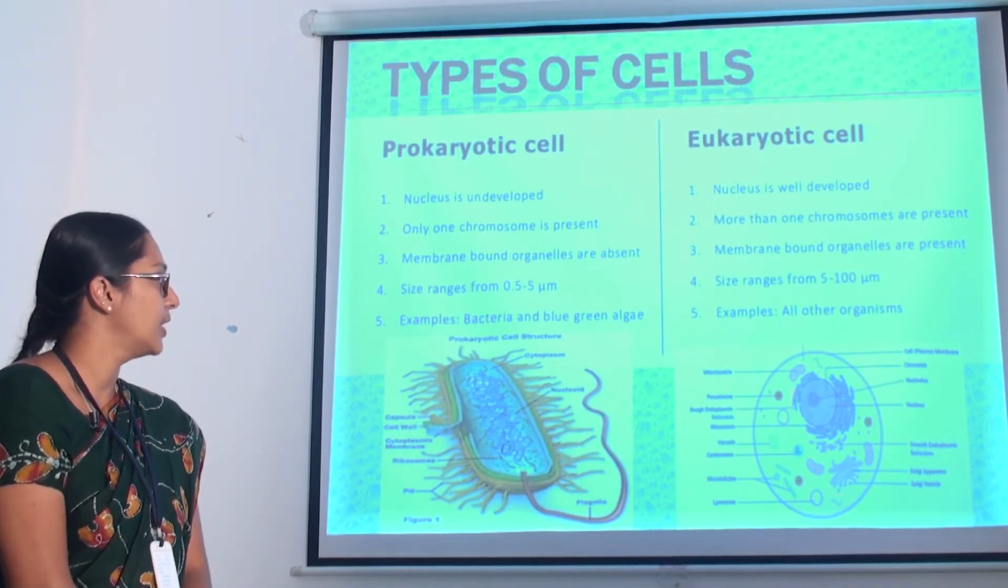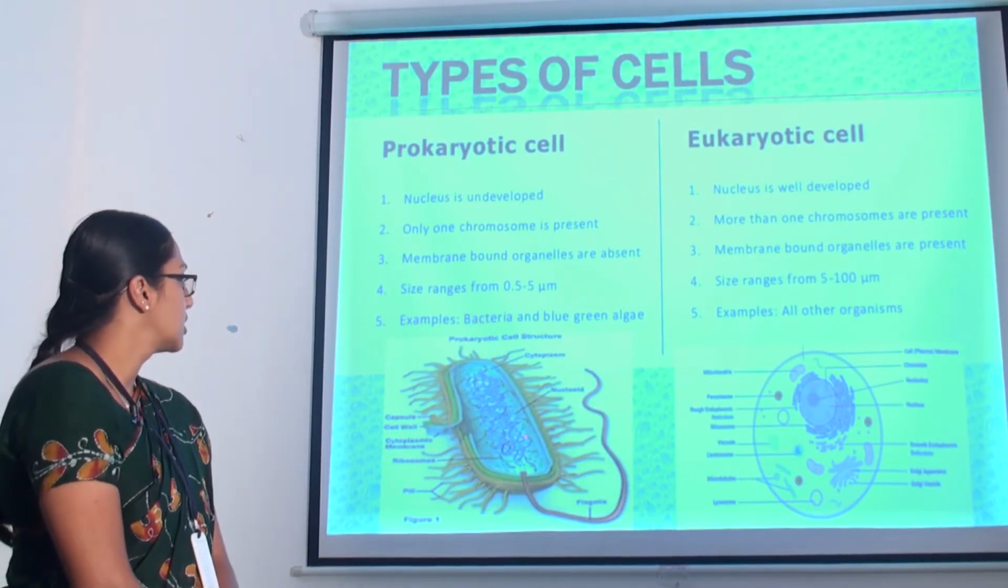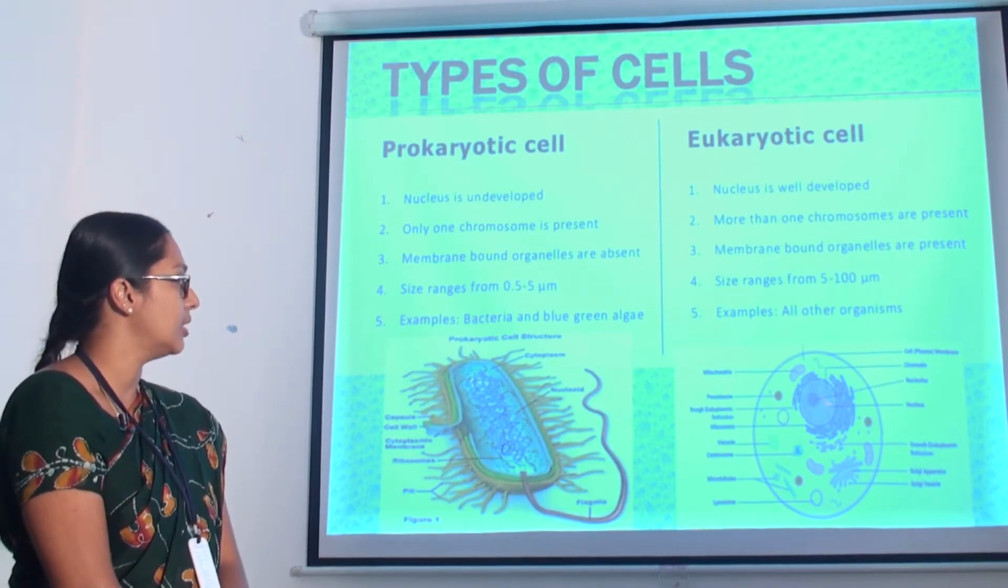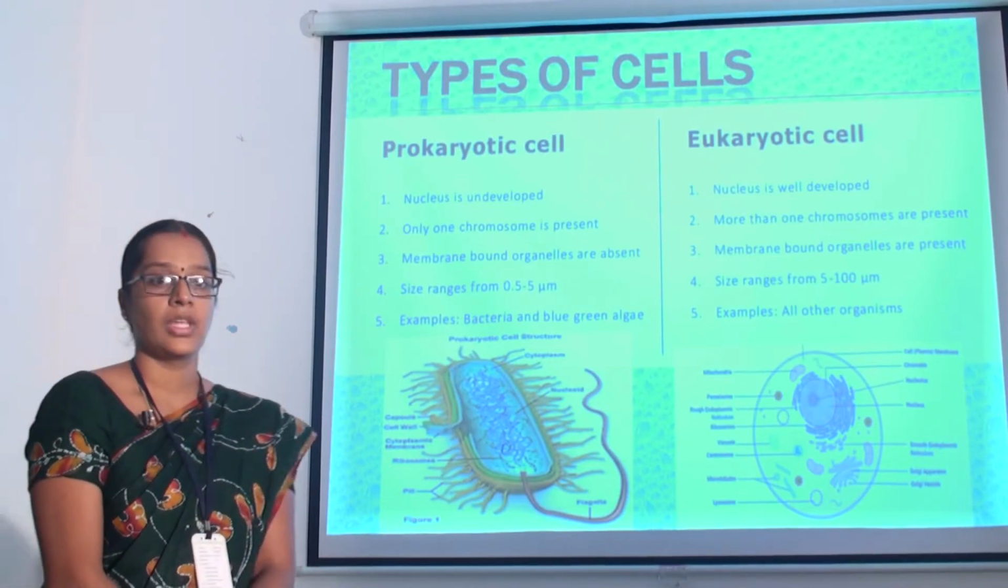Inside the cell, these are the cell organelles. This one is the prokaryotic cell structure and this one is the eukaryotic cell structure. A well-developed nucleus is present inside the cell.